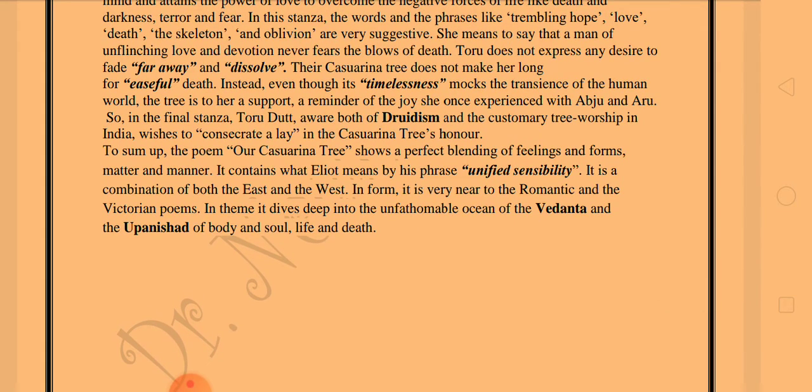So, in the final stanza, Toru Dutt, aware of both Druidism and the customary tree worship in India, wishes to consecrate a lay in the casuarina tree's honor.